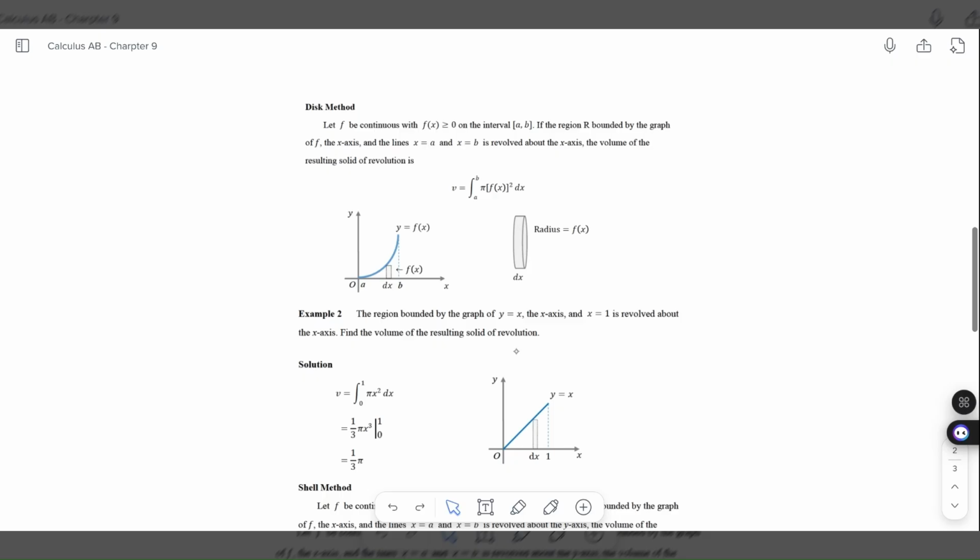So what I'm talking about with the radius is, let's say we got our equation f of x, which is right here. And then it's revolved about the x-axis. The x-axis is right here. Our radius is the distance between these two lines or curves, which is right here. And that's what the radius is. So what this formula is, volume equals integral a to b pi times the radius squared dx.